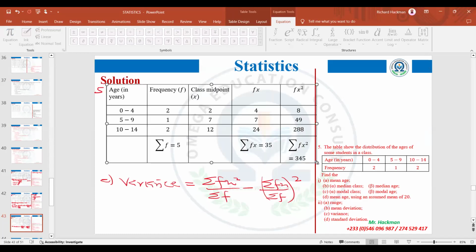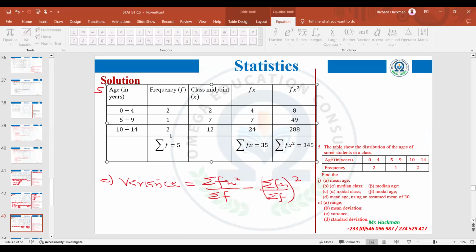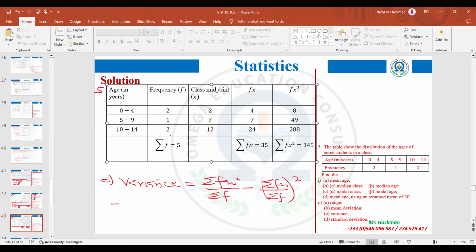Okay, so let me create more room here. Okay, so now it's better. At this point, we are going to carry out our substitution. So this will be equal to 3, 4, 5 over your sigma f, and that is 35, minus sigma fx, and you know that one too is 35, over sigma f, which is 5. But that's not all, the whole of that squared.